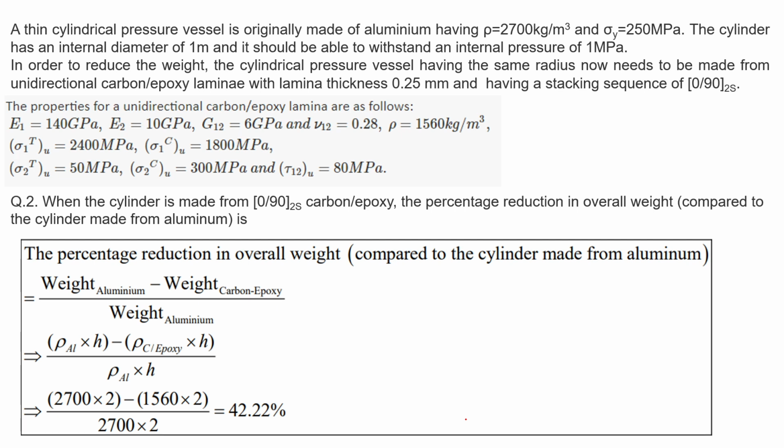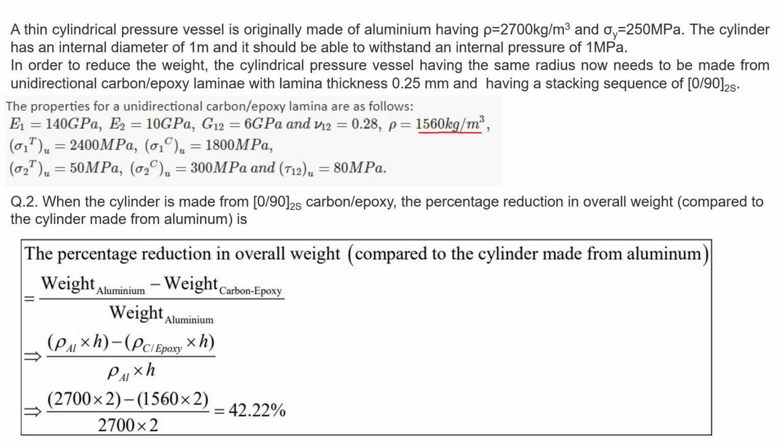So now for that we are already given the value of density. Density is equal to mass per unit volume. So to get the weight we need the density multiplied by the volume, as the volume is similar for both the aluminium and carbon epoxy pressure vessel. So we will use the density. Density of the aluminium is given to us as 2700 kg per meter cube, and density of the carbon epoxy is also given, that is 1560 kg per meter cube. So instead of weight we can use the density.